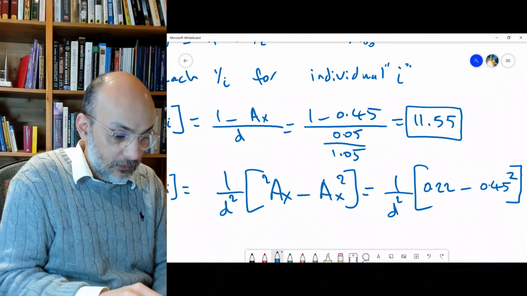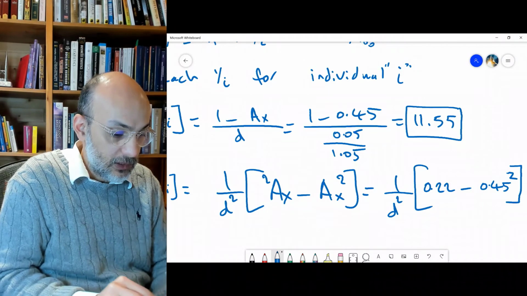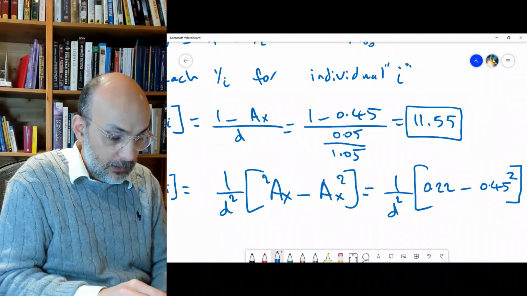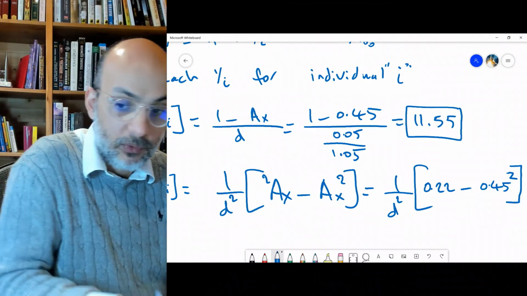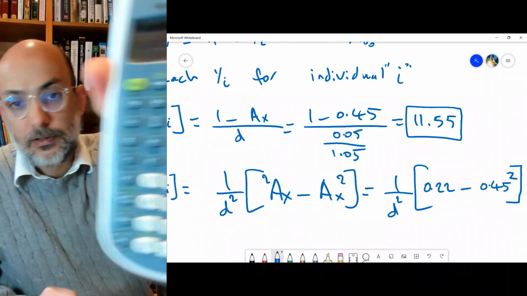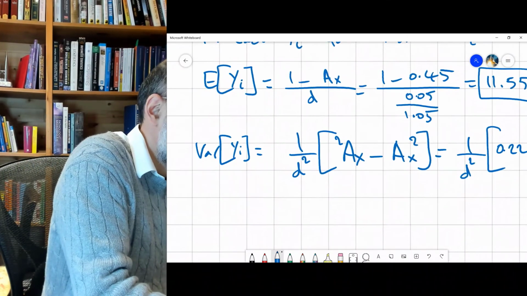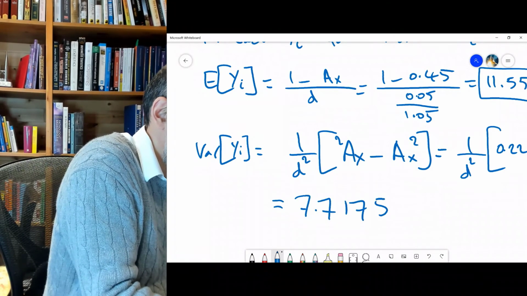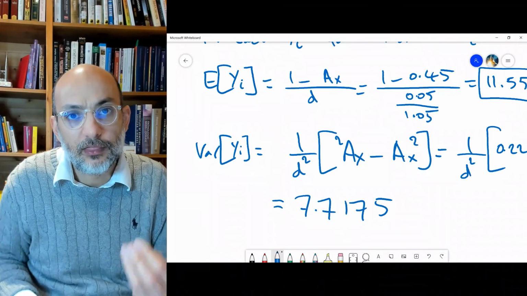divided. Now let's look at d. d is 0.05 divided by 1.05. Now raise it to 2. Now we take this guy here, 7.7175. So I got this one now. So the variance for one life is 7.7175. So you calculate for one individual the expected value and the variance.